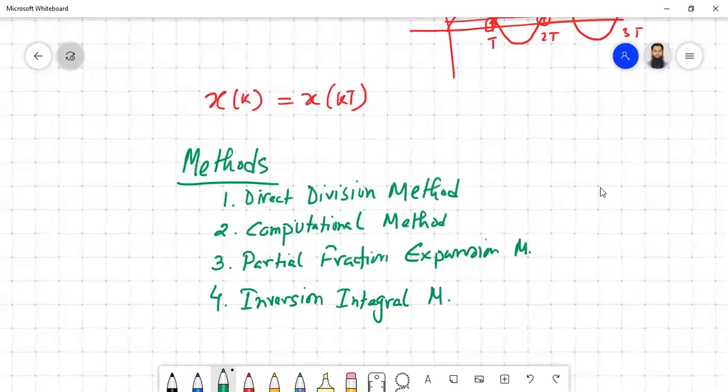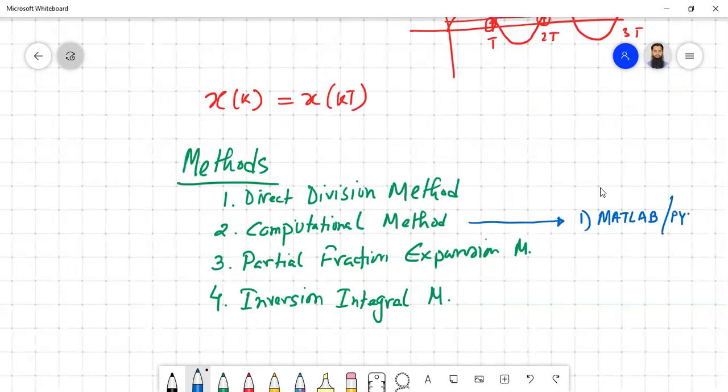The computational method has two segments. One is mathematical, using a programming language like Matlab, also Python nowadays. And secondly, there is the difference equation approach.